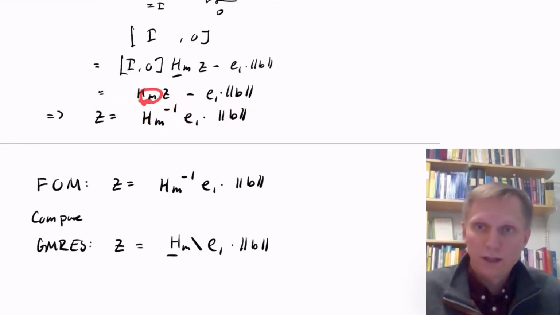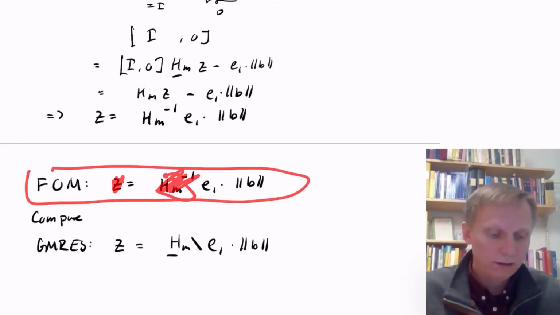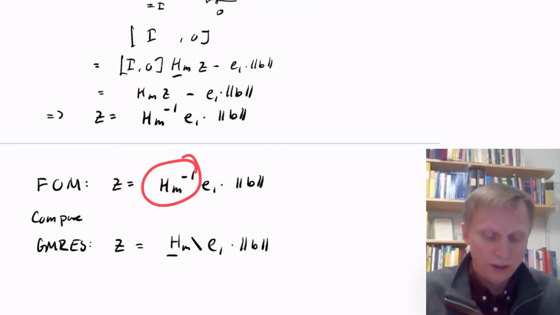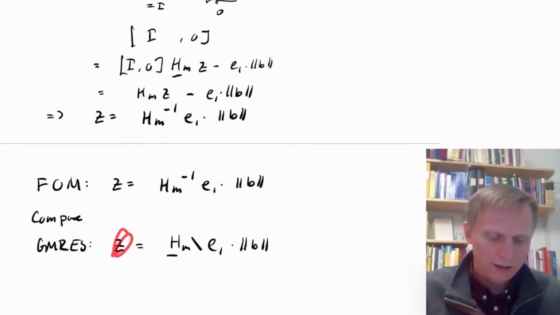H_m is a square matrix. So FOM gives you directly the z vector by solving a linear equation. H_m is a square matrix, so in general the inverse exists. You can compare this with GMRES, where in order to get the z, we solved a linear least squares problem.